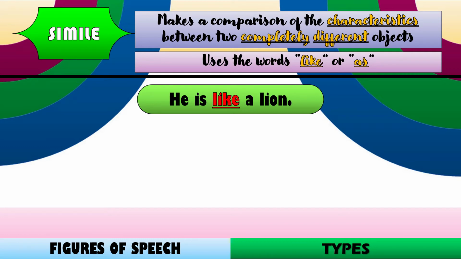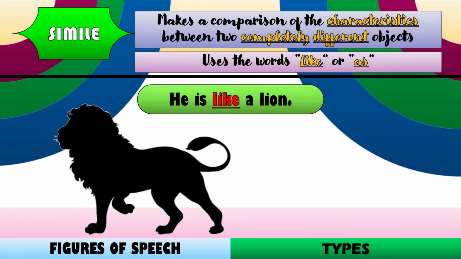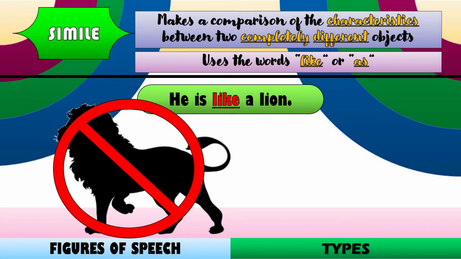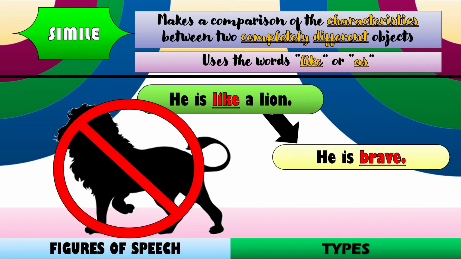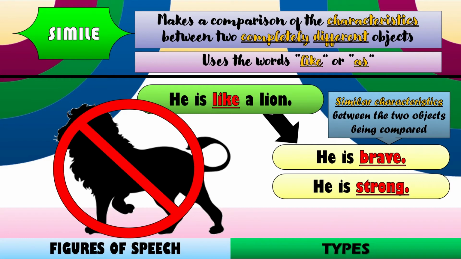As such, when we say that a person is like a lion, it doesn't mean that a man actually transforms into a lion. It's not that. It could mean that he is brave or he is strong. Remember that in simile, the similar characteristics between the two objects are being compared. Hence, this could mean that the person is able to exhibit the characteristics which are similar to that of a lion, which is either brave or strong.